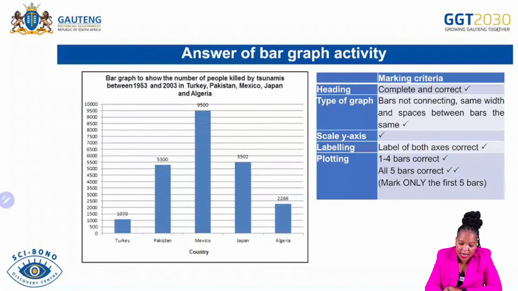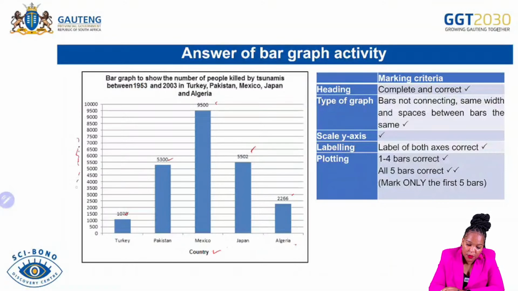Pakistan, 5,300, Mexico, 9,500, Japan. So you are able to read all of this from your table, and you've only included the areas that you were asked about. You will have your x-axis there, your country, and then number of deaths. It must have been cut by the question paper here, and then you have your heading there. It says the bar graph to show the number of people killed by tsunamis between.